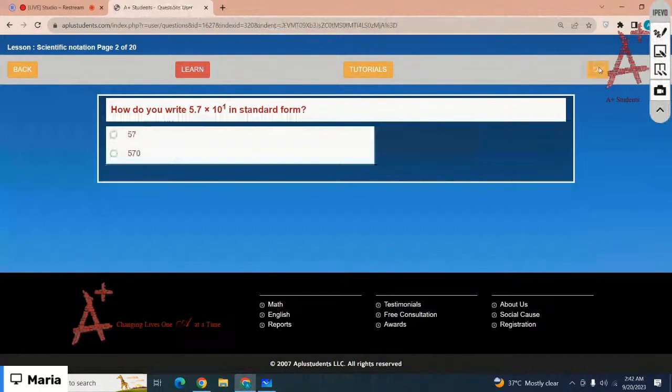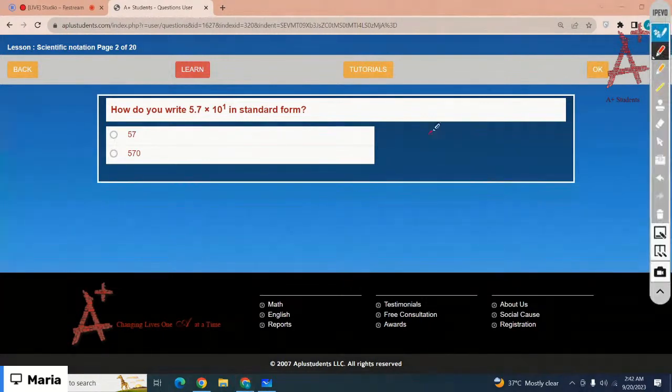Okay, how do you write 5.7 times 10 exponent 1? You just have to move the decimal point 1 place, right? So when you move the decimal point of 5.7 by 1 place, it would be moved from here to here. So it is 57. The correct option is option number 1.